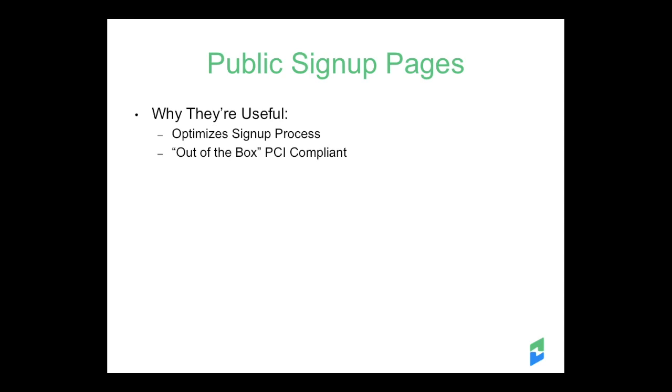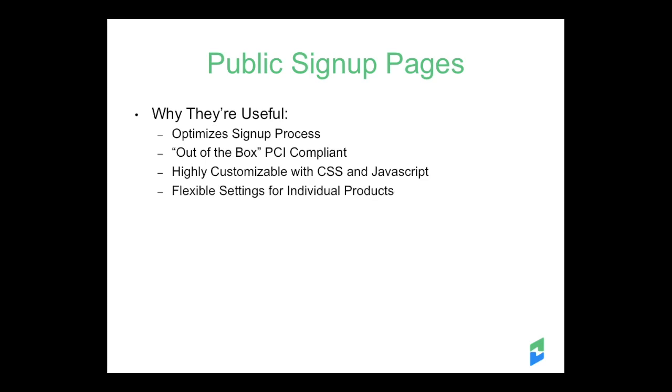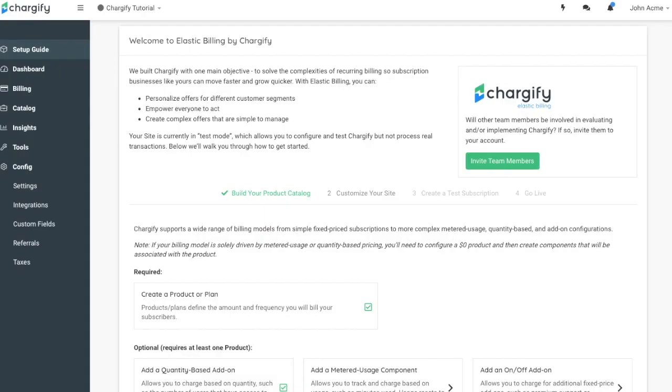They are also highly customizable using CSS and JavaScript to meet all of your business requirements. You can create default settings that apply to all public signup pages in your site's settings menu, or you have the flexibility to tailor individual products' public signup pages to best reflect your business and maximize your signups. You can find the public signup page default settings in the Settings menu under the Config tab.